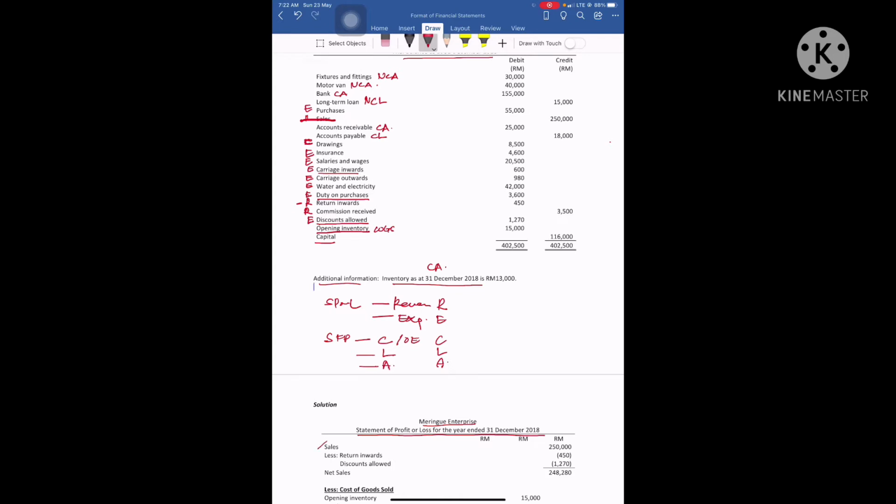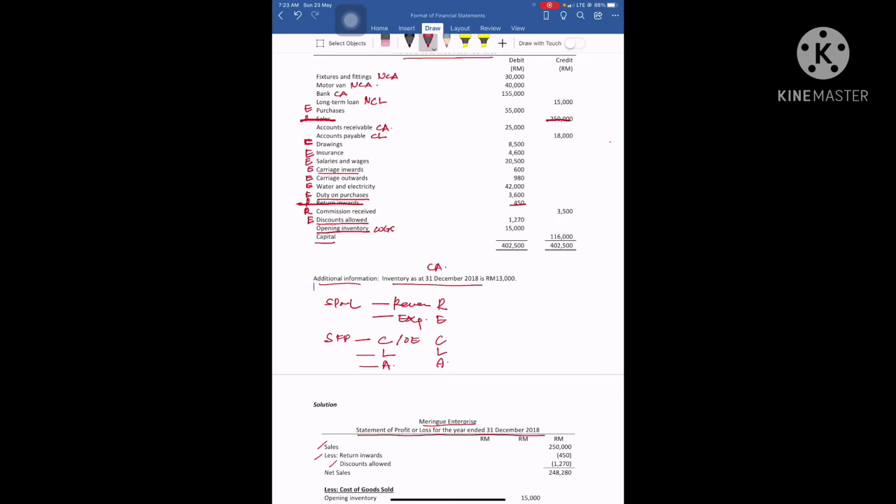So this is our sales of 250,000. Alright, so from sales we have to less the return inward. So return inward here, the cost is 450. So still less sales return inward. And then we have to less our discount allowed. Same also, discount allowed is our expenses.